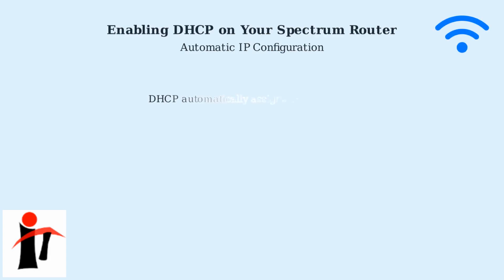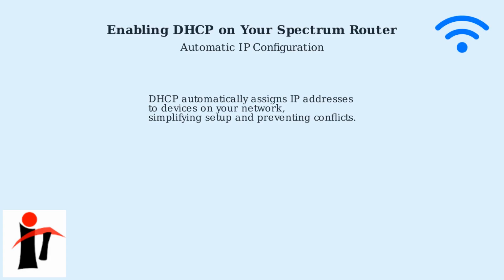DHCP, or Dynamic Host Configuration Protocol, automatically assigns IP addresses to devices on your network. This simplifies setup and prevents IP address conflicts. Most Spectrum routers come with DHCP enabled by default.